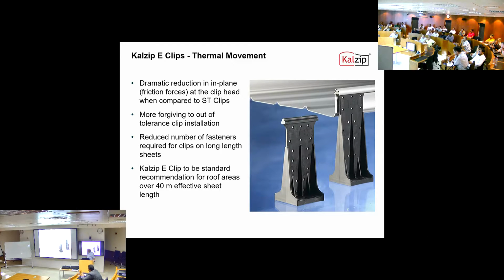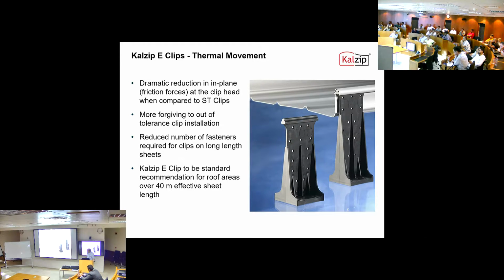So these are the E-clips. These were introduced probably 15 years ago. Polyamide with a steel reinforcement. So that in-plane force we talked about is dramatically reduced. So it's beneficial in terms of the fasteners, how many fasteners you need. These clips are a bit more flexible than the aluminium clips. So they're more forgiving for out of tolerance installation. You can potentially reduce the number of fasteners you need.